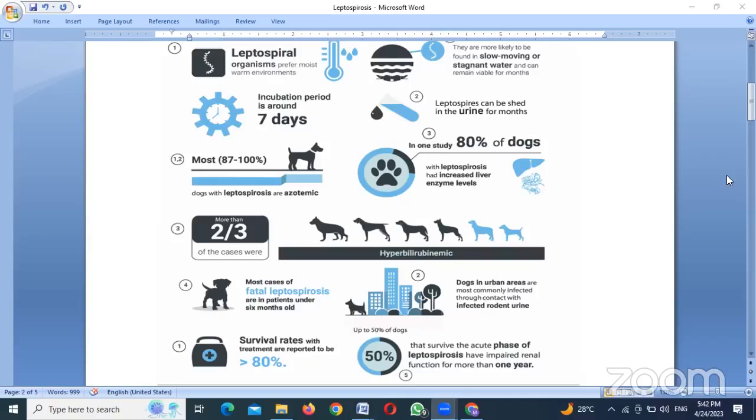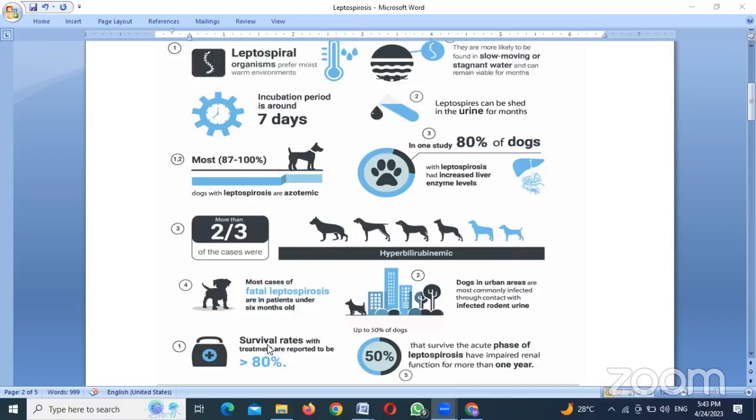Yes, it is more than 80%. Survival rates with treatment are reported to be more than 80%. Miss Farah, once you find the answer, tell me you found the answer. Yes, okay, sorry, I found the answer. No problem. So the answer is: survival rates with treatment are reported to be more than 80%. So after treatment, more than 80% is the survival rate.